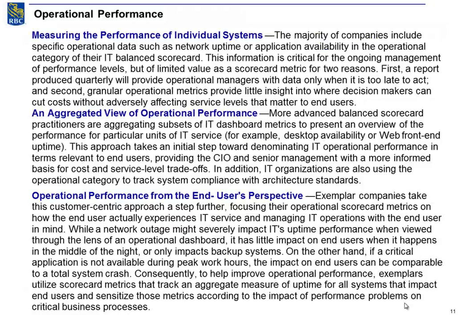We gave a second view, which is trying to describe the general categories or groupings, goals of measures we find inside of an operations strategic objective. So there are things in this example like measuring the performance of individual systems, looking at this aggregated view of operational performance, and looking at it from the end user's perspective. And we're not providing specific measures here, but what is the general thought or concept we're looking for the measures to support?